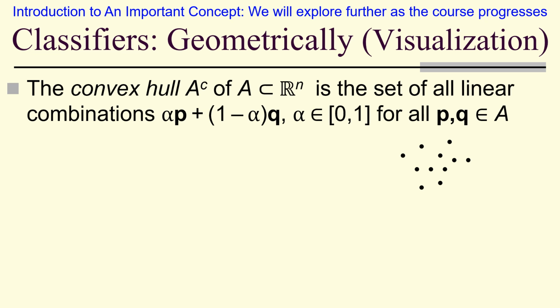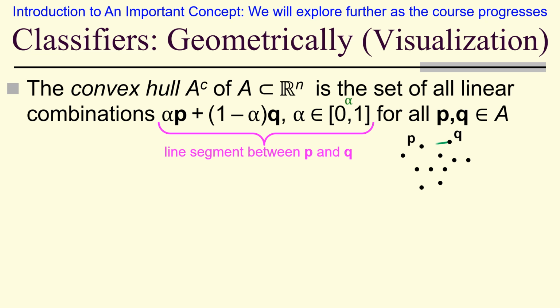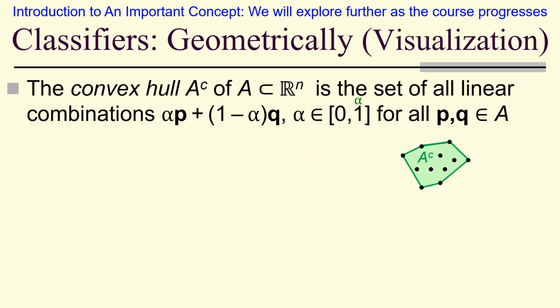So first off, if you have 2 points p and q, then the set of all linear combinations, alpha p plus (1 minus alpha) q, where alpha is in [0, 1], forms a line segment. So here's an example. As alpha goes from 0 to 1, we get the line segment. Now, the convex hull of a set is the set of all linear combinations, or line segments, between points. So it's pretty simple to see that the convex hull of these points is given by this green region.